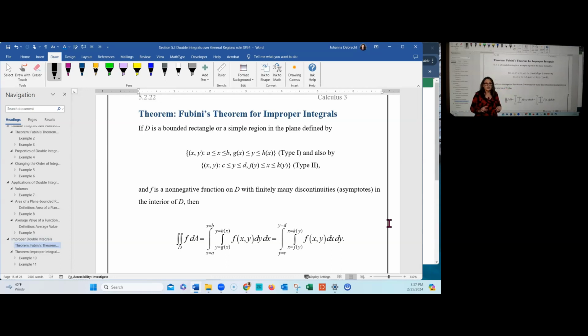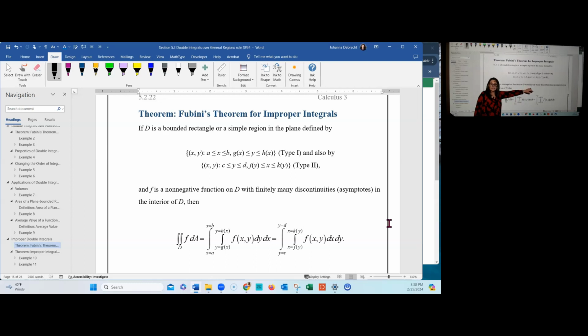finite number of discontinuities, possibly asymptotes, in the interior of D, then we can say that the double integral of the function over that restricted domain D is given by the iterated integrals in either order, depending on whether you define it as type 1 or type 2. In other words, we have some conditions here that we did not have in Calculus 2, namely that the function has to be non-negative. It can be 0, but it can't go below the xy plane. It has to stick on the xy plane or above.